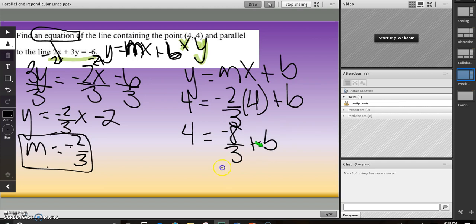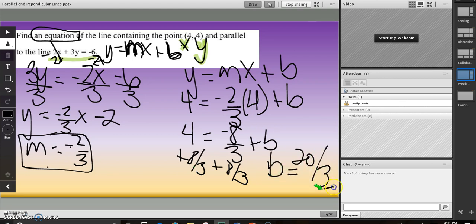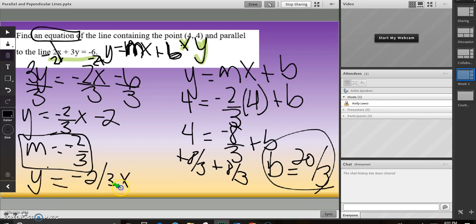All right, but I need to get b by itself, so I'm going to add 8/3 to both sides. I can hurt my brain, or I can just do it on my calculator: 4 plus parentheses 8 divided by 3, and then go math and change it to a fraction. So I get b equals 20/3. All right, so my y-intercept is 20/3, and my slope is negative 2/3. So my equation is negative 2/3 x plus 20/3, and that's my answer.